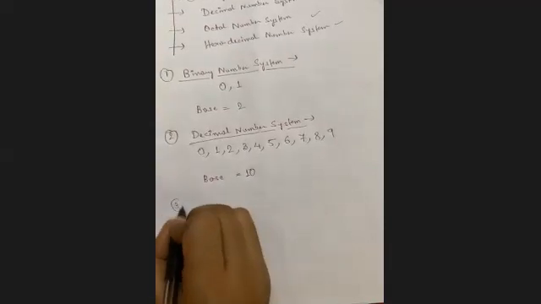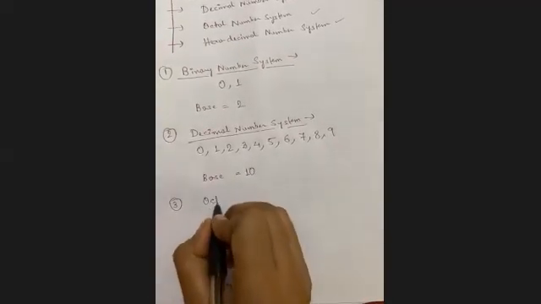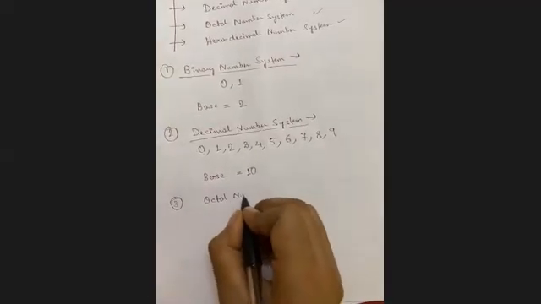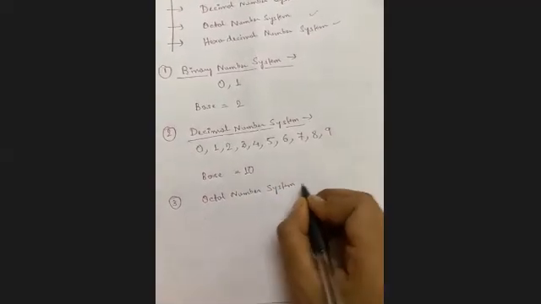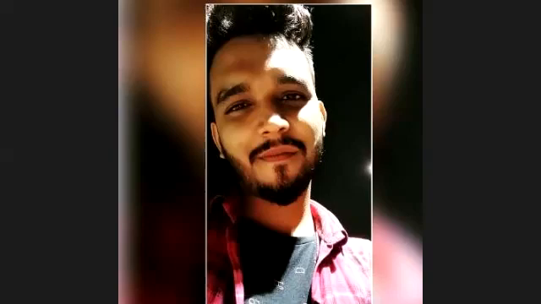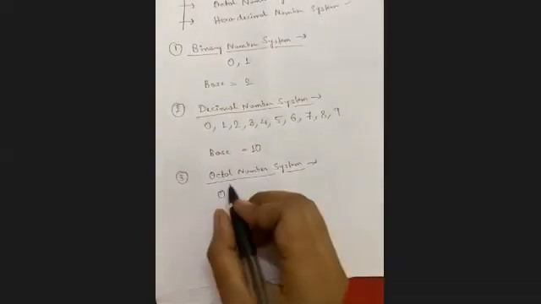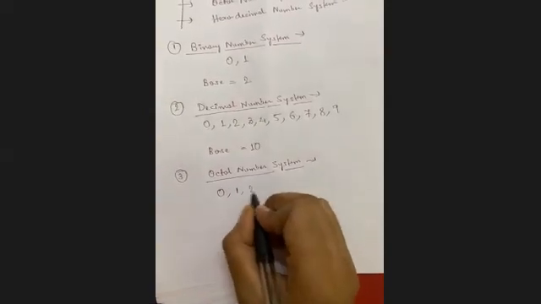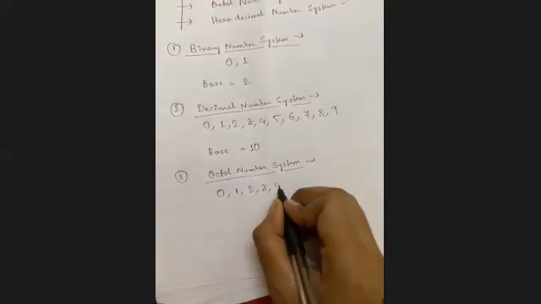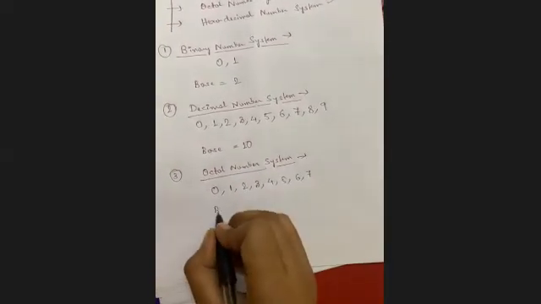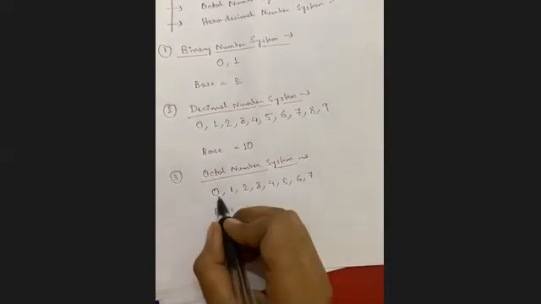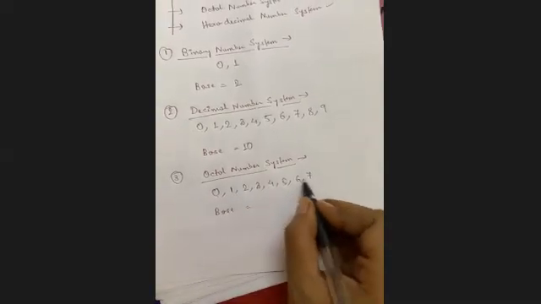Next is your octal number system. The octal number system consists of 0 to 7. How? 0, 1, 2, 3, 4, 5, 6, 7. So what will be its base? Its base will be 1, 2, 3, 4, 5, 6, 7, 8.